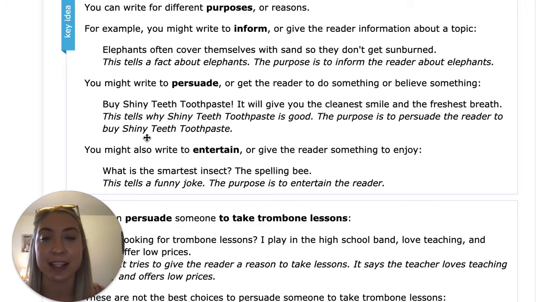Persuading is convincing. But we also have entertain, which is giving us something to read and enjoy. So it could be a joke. What is the smartest insect? The spelling bee. So this tells us a joke. The purpose is to entertain the reader, to make the reader laugh. So a joke would also be entertaining.